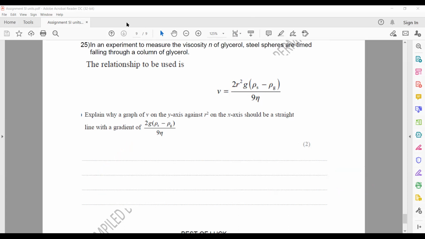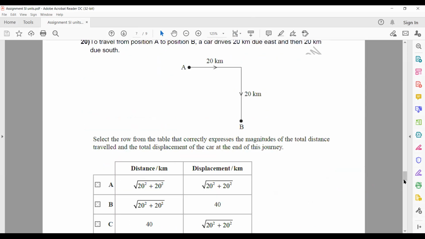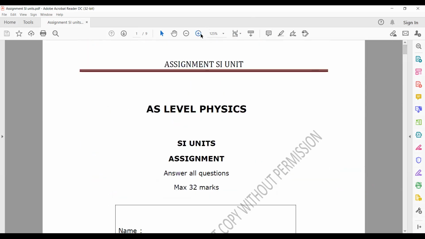So this was the doubt related to the assignment, SI unit.